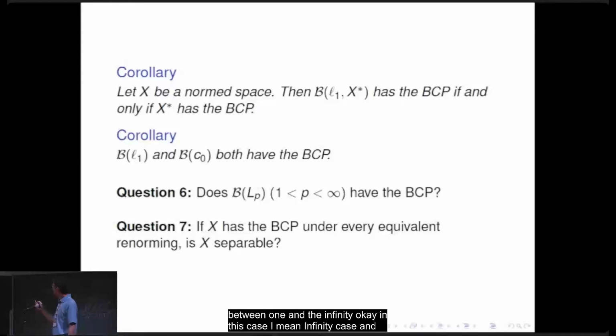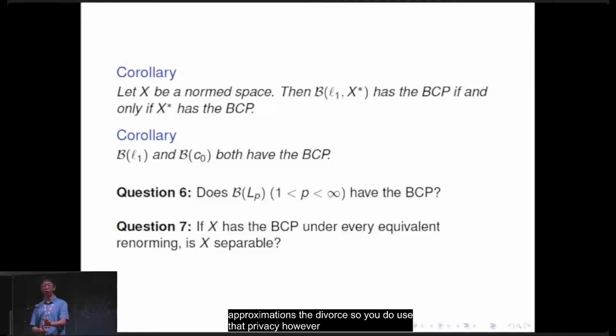I'm going to finish my talk with two open questions. The first one is whether the space of bounded linear operators on capital LP has the Borel covering property. The major difference here, why we got stuck, is because for little LP we have a one unconditional basis or one symmetric basis. When you are trying to construct the approximations, the Borels, you do use that property.